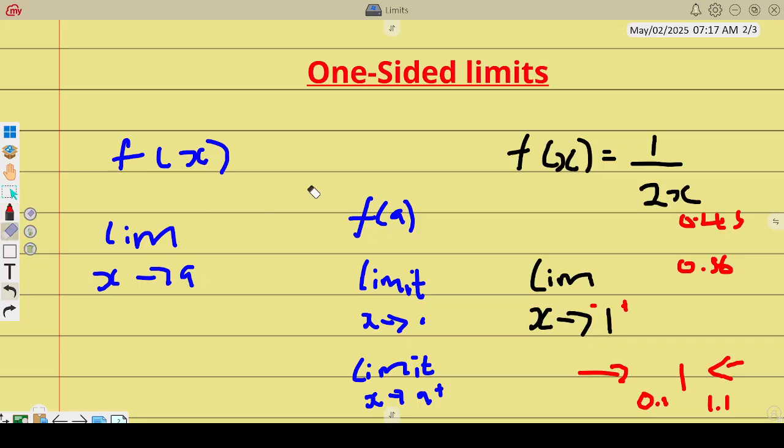Even for the third condition, it simply means we directly substitute. If we put 1, it means 1 over 2 times 1, which is 1 over 2. So when we put 1 here, the final answer is 1 over 2. The answers are different. From the negative side and from the right hand, positive side, you are not getting the same thing.